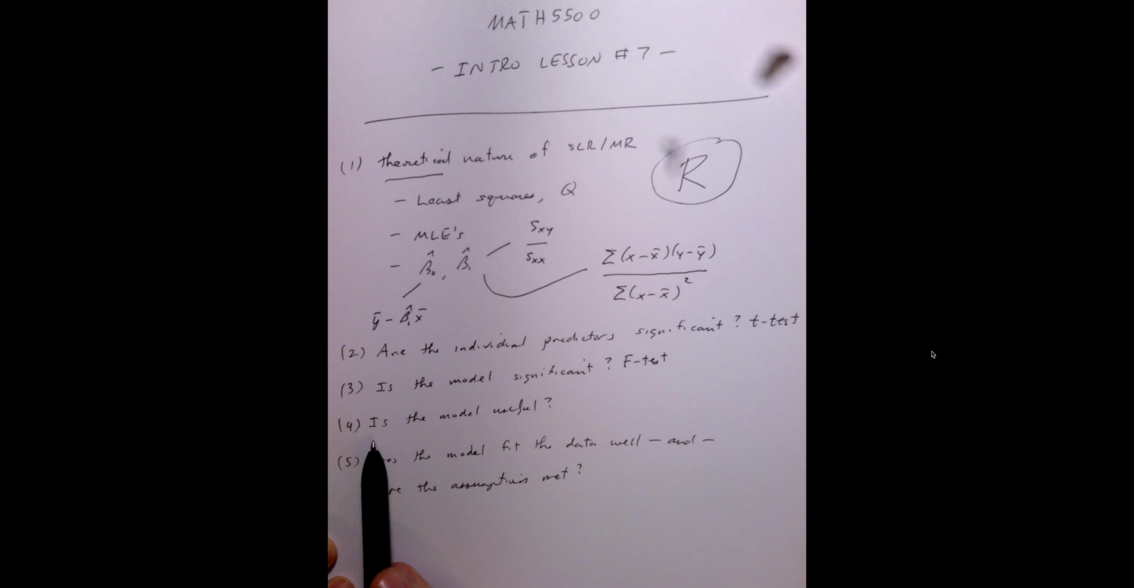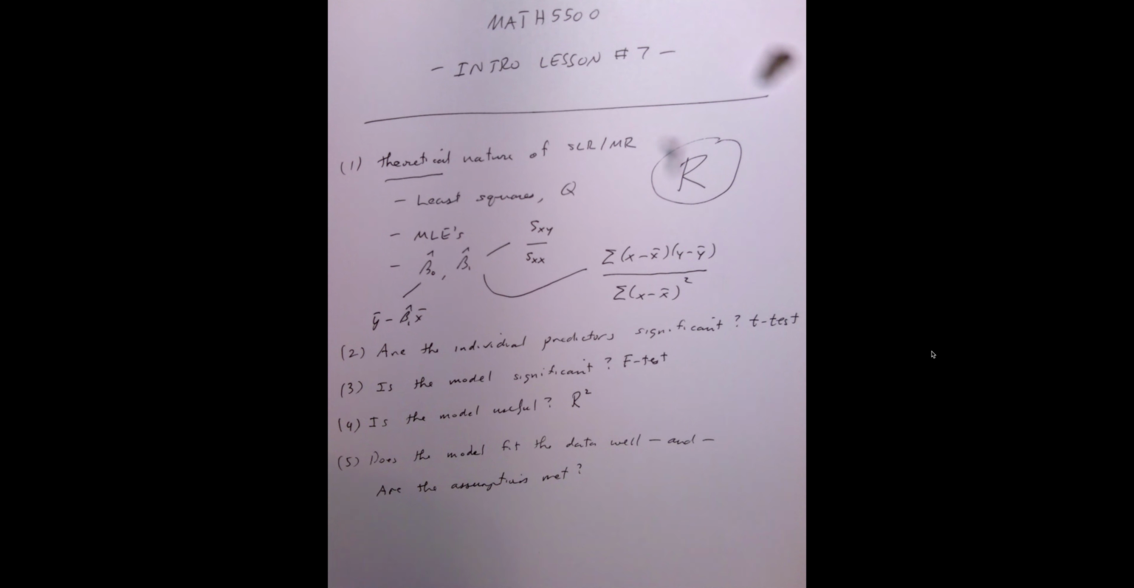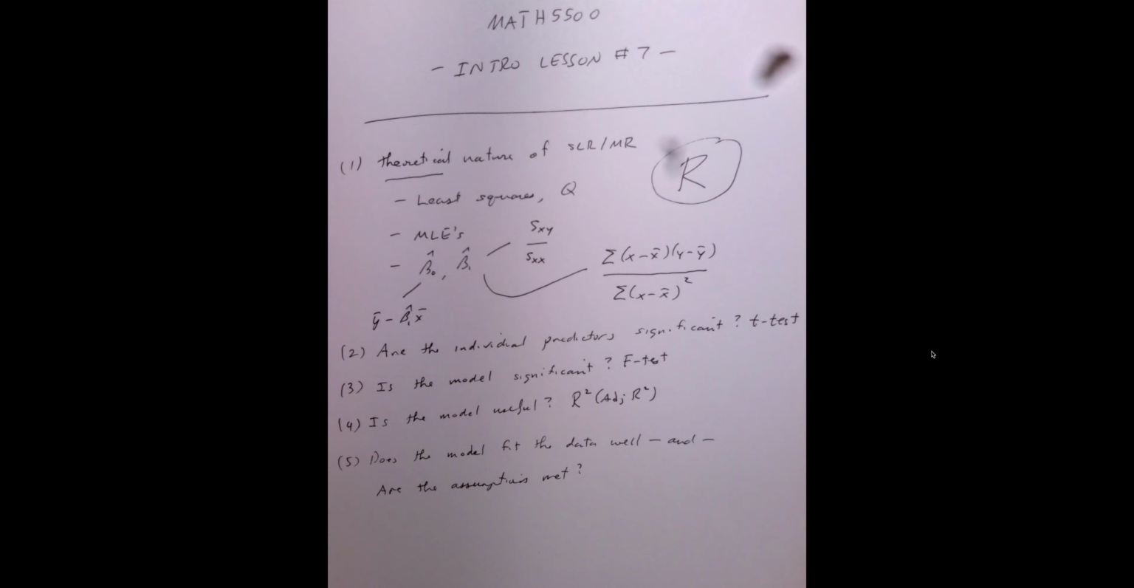The next thing we get into is whether the model is useful. What we typically do there is look at R squared, or adjusted R squared if we have multiple regression. Again, there's this phenomenon that the more predictors we add to our model, the R squared will just naturally increase. We don't want something that's artificially increased just because of the number of predictors. So adjusted R squared supposedly controls for the inflation.